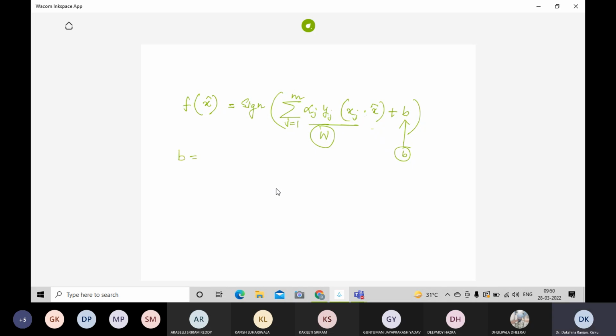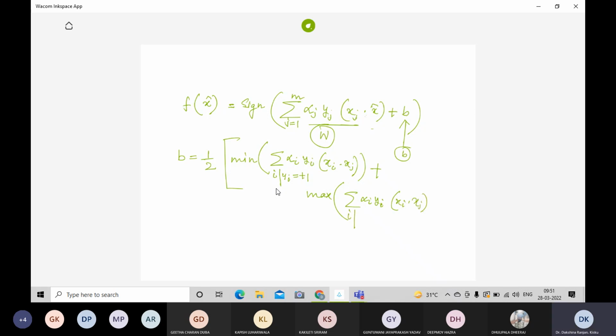Now how to estimate the bias? We can write b equals half of, where b denotes the bias, the summation over alpha i yi xi xj, plus we can write max of the summation alpha i yi xi xj.